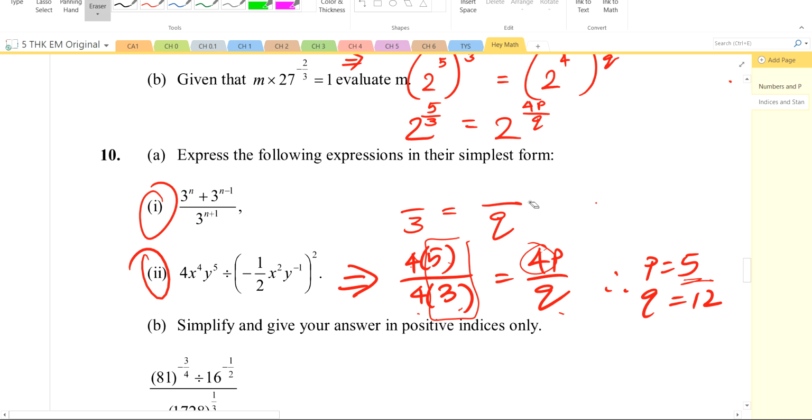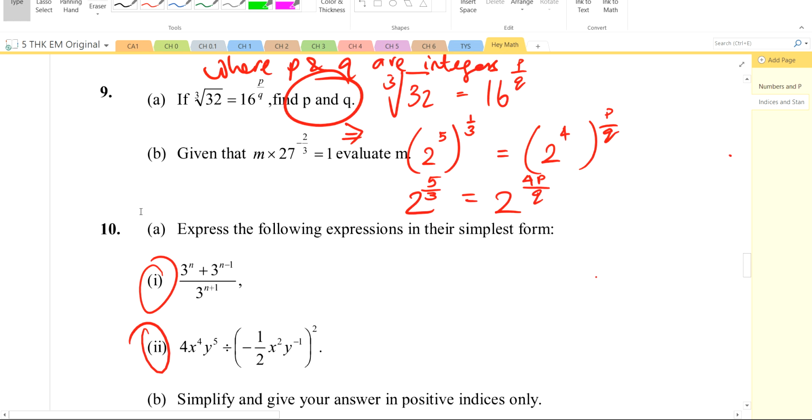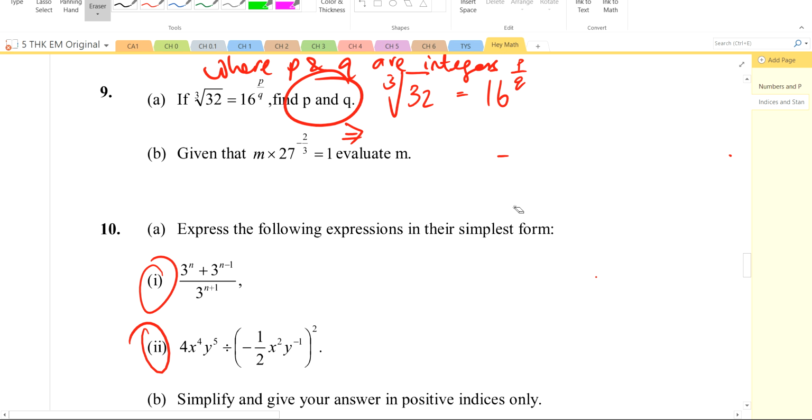So, moving on. Did you request for question 9b? Yes? 9b. M times 27 power negative 2 over 3 equals to 1. Evaluate M.